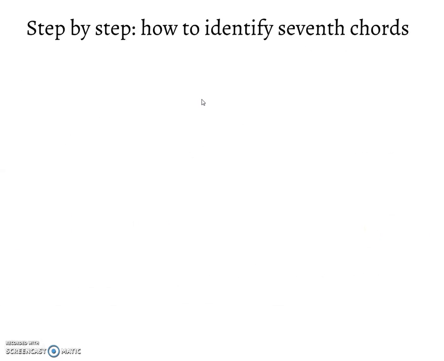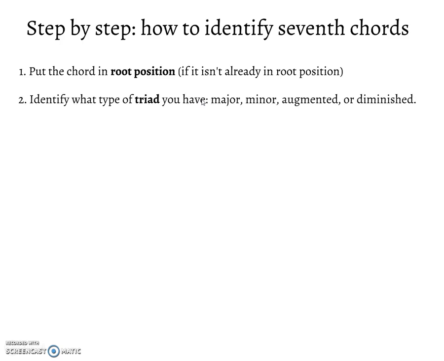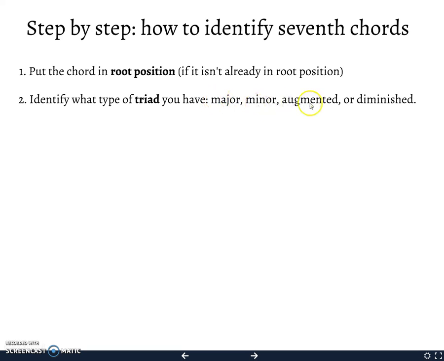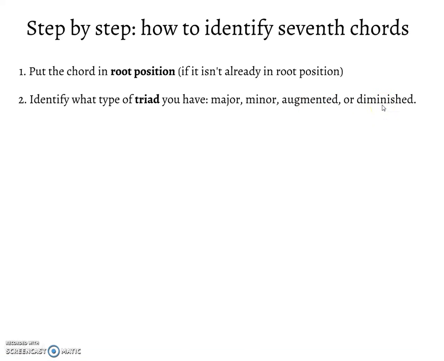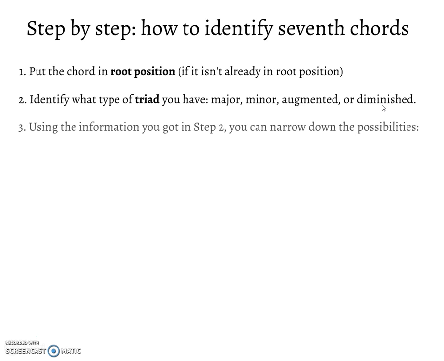Okay, here's our step-by-step. First things first, you have to have the chord in root position, stacked in thirds. Then you're going to look at your triad, root, third, and fifth. Is it major? Is it minor? Is it augmented? Or diminished? You can narrow it down to two options if you can figure out the triad.